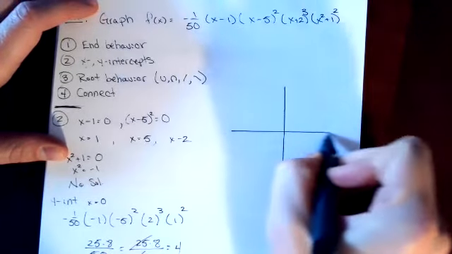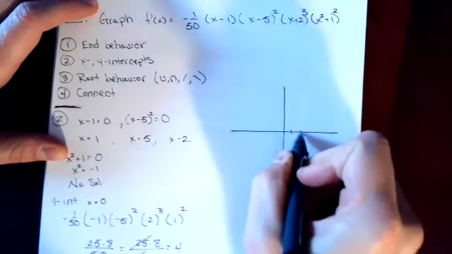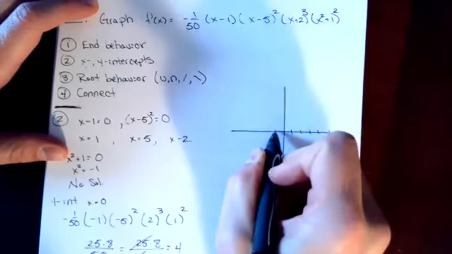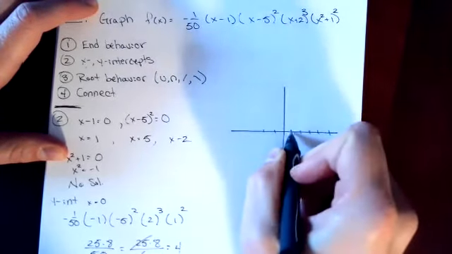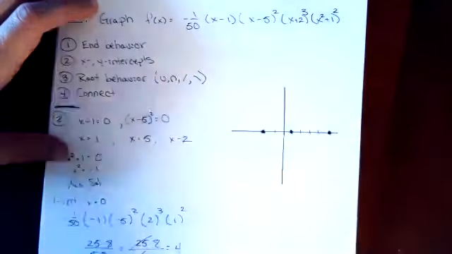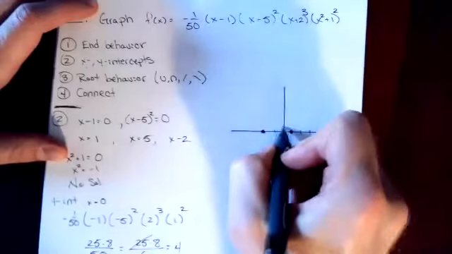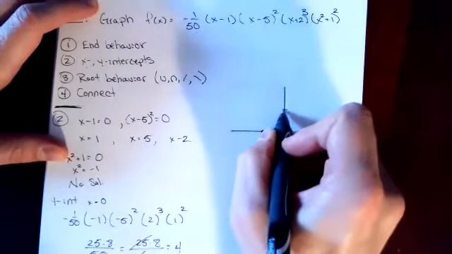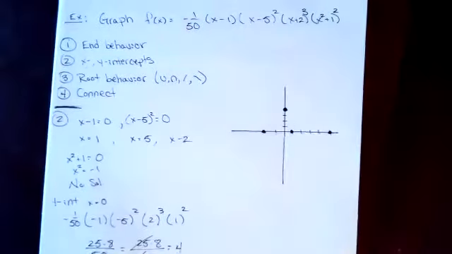So let's go ahead and plot this. 1, 2, 3, 4, 5, 1, 2. We've got 1, negative 2, and 5. And then we've got our y-intercept of 4.